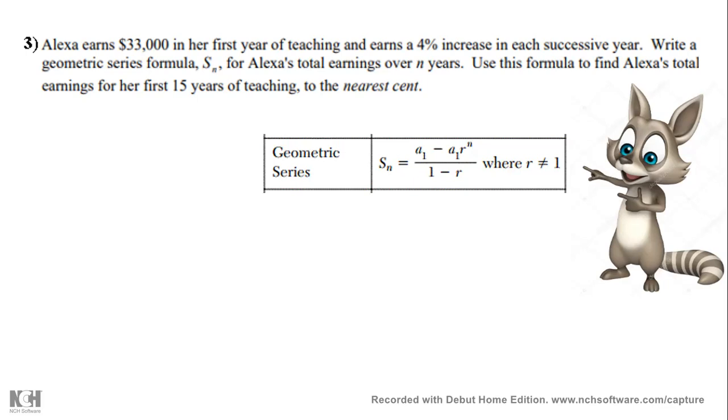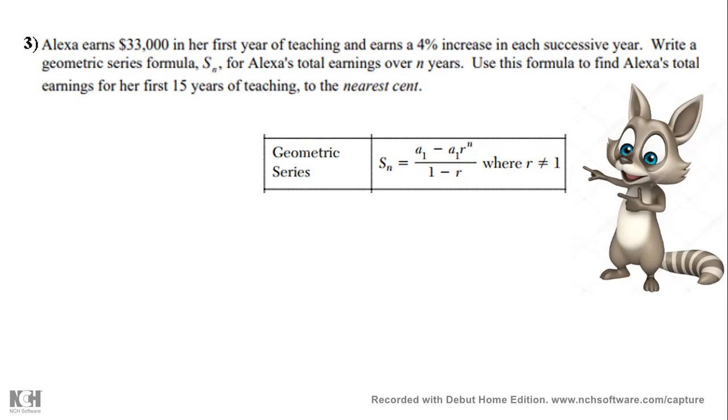All right, number 3. Alexa earns $33,000 in her first year of teaching and earns a 4% increase in each successive year. Write a geometric series formula, S of n, for Alexa's total earnings over n years. Use this formula to find Alexa's total earnings for the first 15 years of teaching to the nearest cent. Now, what's really important here, and they give you a lot of hints on how to do this question because they specifically say to write a geometric series formula. And remember, a geometric series formula is right on your reference sheet.